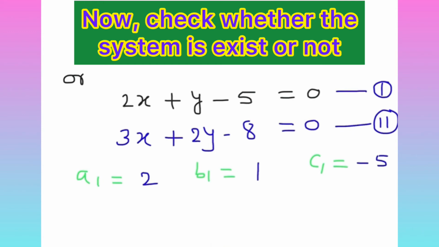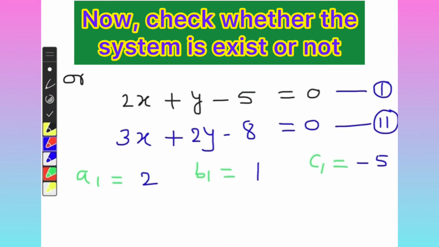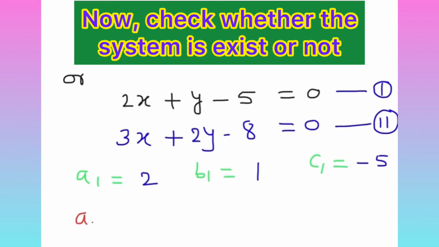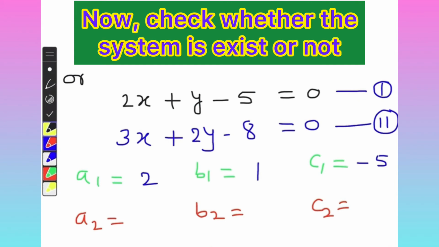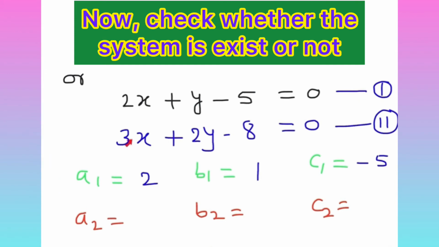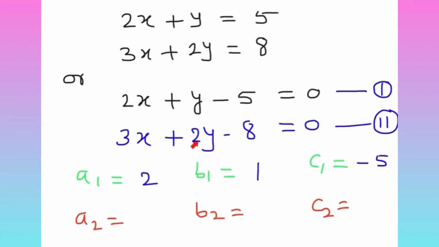And after that, dear, you will write a2 equal to, b2 equal to, and c2 equal to, means again you will find the values. You can see that this is the coefficient of x, means a2, and the coefficient of y means this is b2, and minus 8 is the value of c2. So you will put these values, that is 3 and 2 and minus 8.